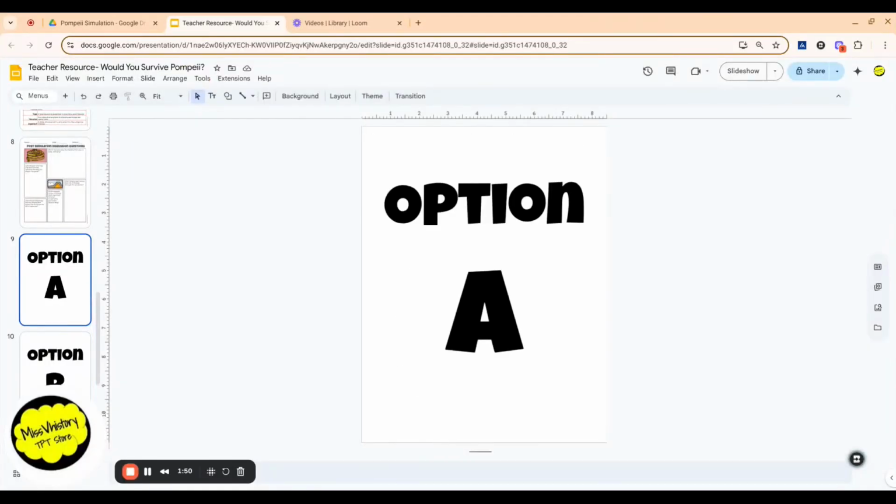And then finally, you also have the option cards. These are ones that you could print out for the students to hold.